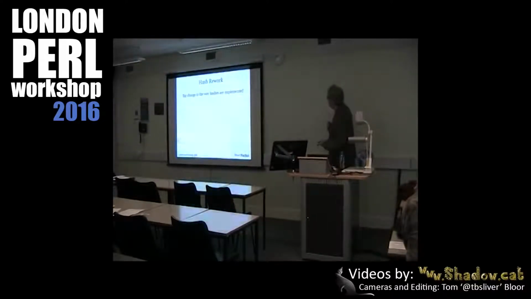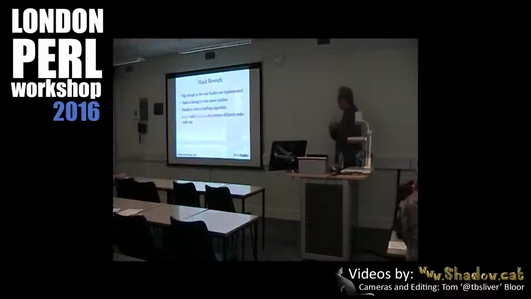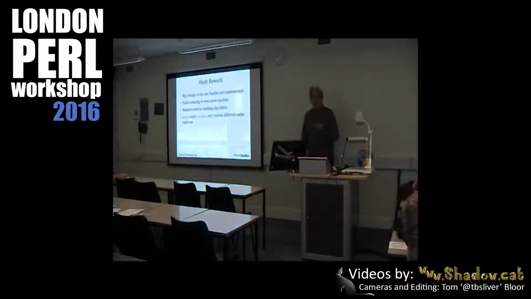So this is the big one in this version of Perl. There's a big change in the way that hashes are implemented. Basically meaning that hash ordering is even more random than it previously was. Now using a random seed in the hashing algorithm, which means that keys and values and each will return things in a different order each time you run your program. This is to protect us against algorithmic complexity attacks.